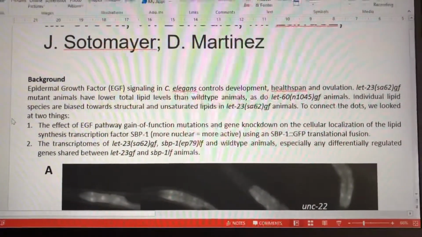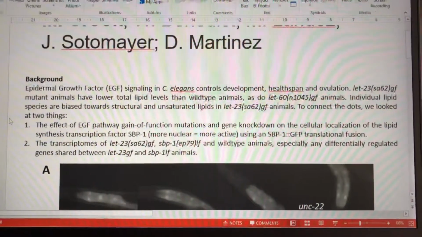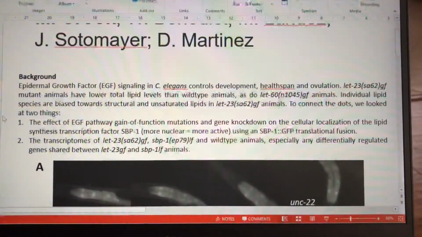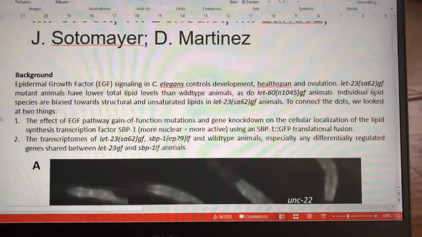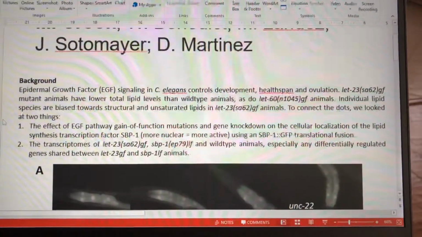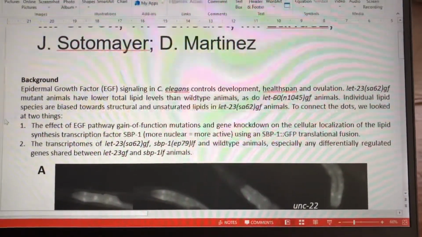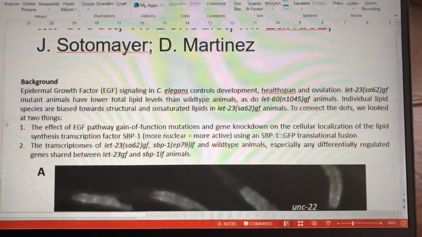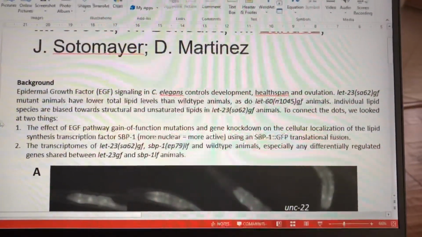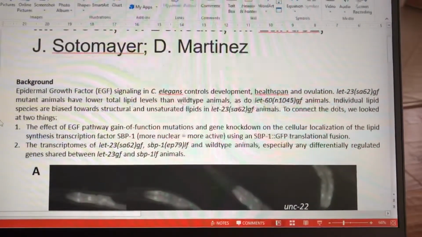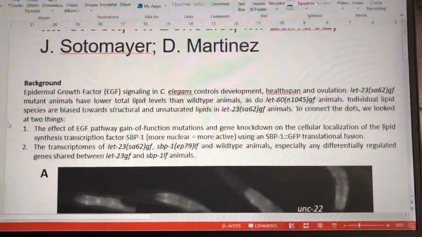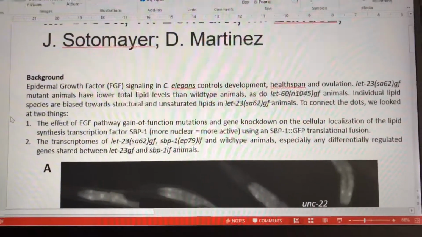Okay, so this is all about the effect of overactive EGF signaling, particularly through the LET-23 receptor, on lipid synthesis. And what we've found so far, if you look at the other poster in the Dropbox folder, is that if you overactivate LET-23, you get less fat. We also found that if you do that with LET-60 gain of function, you get the same result. So essentially what we want to do is try and figure out the mechanism, how those two things are linked.